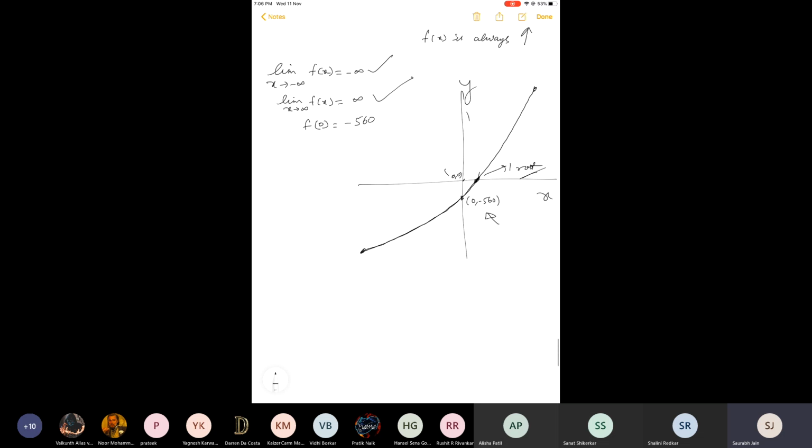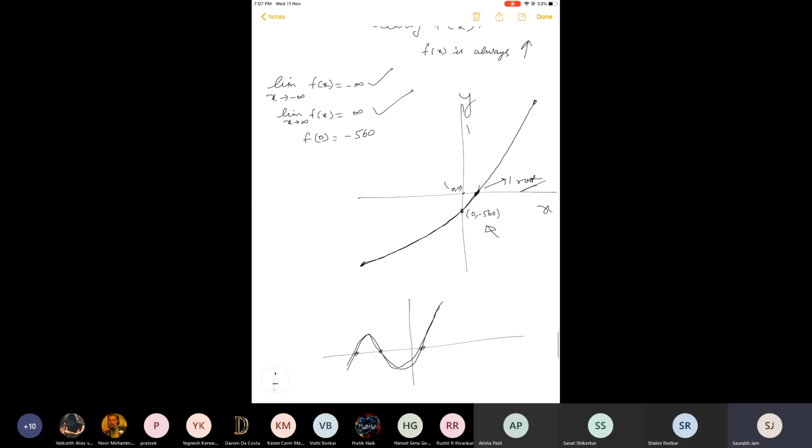Now, if someone says, "Sir, what about three roots?" Then for three roots, definitely it has to come up and down and again up, something like that. So for three roots, the function can't be strictly increasing, right? The same is true for five roots or seven roots. So this question was asked in JEE Main.